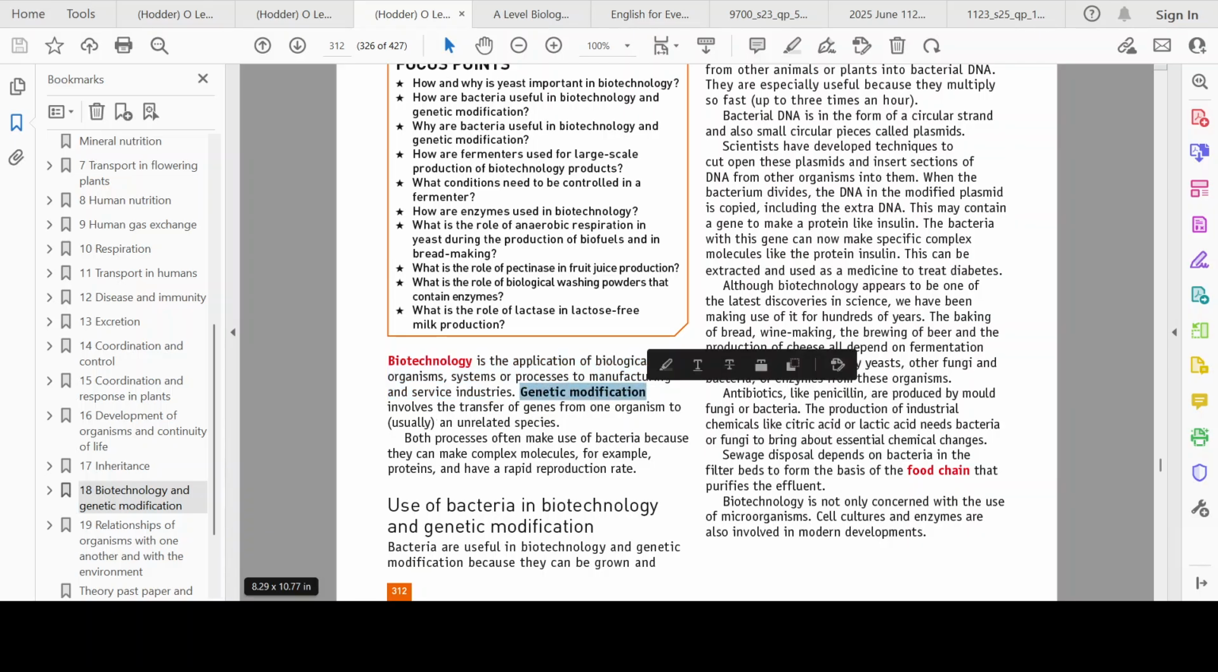And genetic modification, and this definition will come again formally later, but it's the same as given over here. Genetic modification involves the transfer of genes from one organism to usually an unrelated species. Species meaning from one bacteria to another, as you'll see, from humans to bacteria. That is what's normally applied. It could be from bacteria to plants. We'll see that as well. Viruses can also be used in this case. So all of that will come in later.